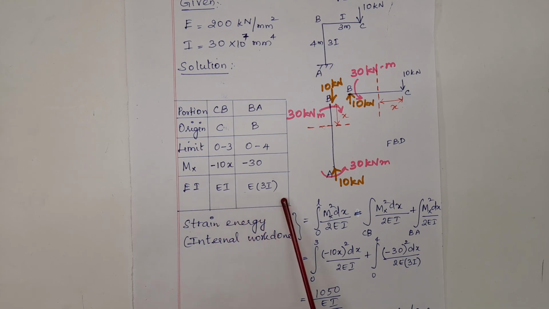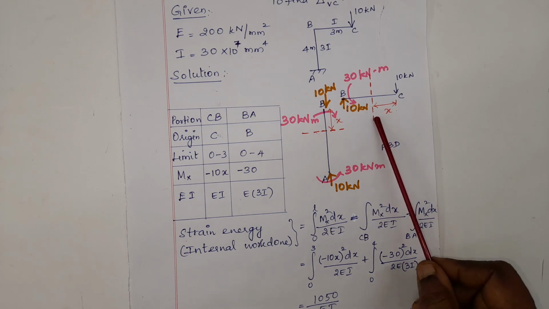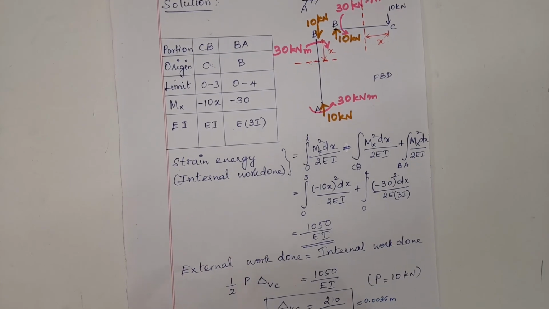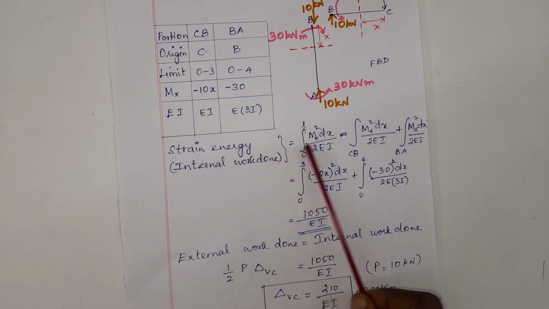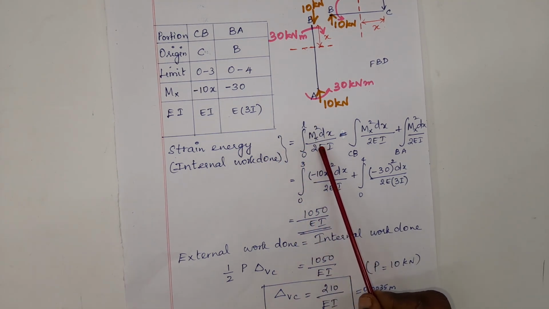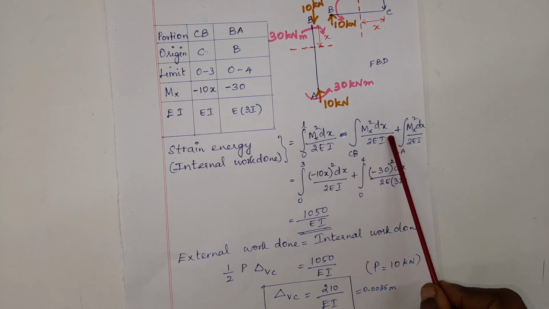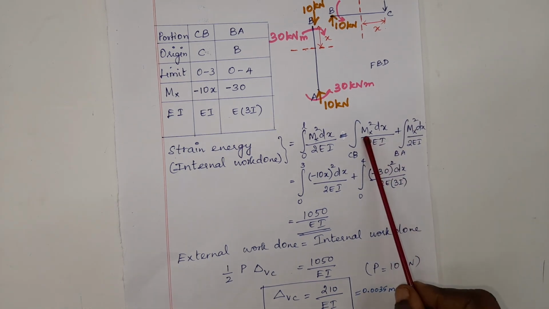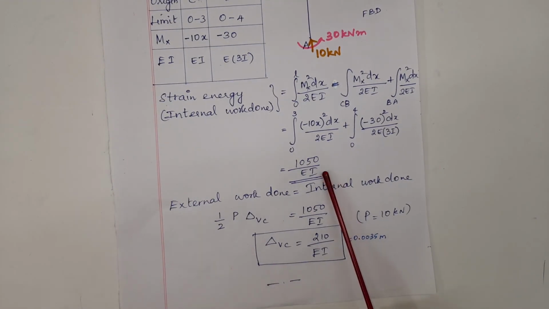EI values are noted here, as given in the problem. If a free body diagram is drawn, then the moments about the sections considered can be easily written. Now with these values, we do the integration to find strain energy due to bending. Strain energy is given as integral 0 to L of M squared dx by 2EI. So integration for the CB section plus integration for the BA section has to be done and summed up. Take care that M squared has to be written; the whole term has to be squared. Finally, we get an expression for strain energy.